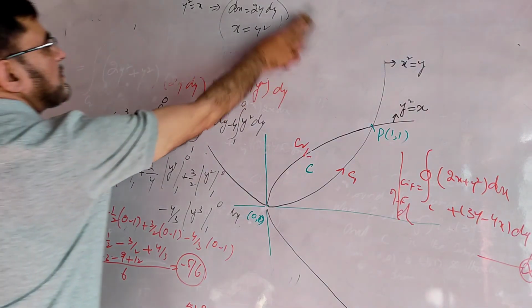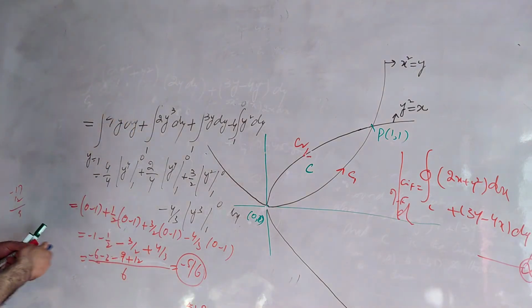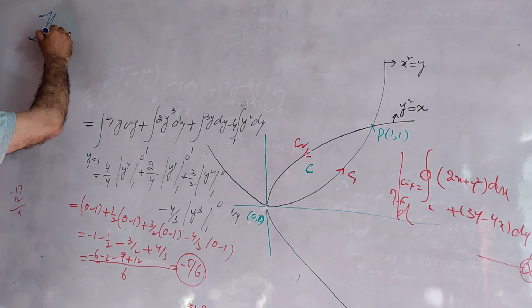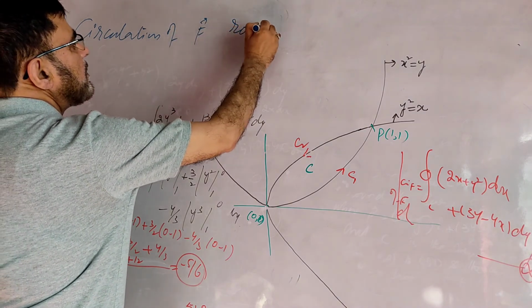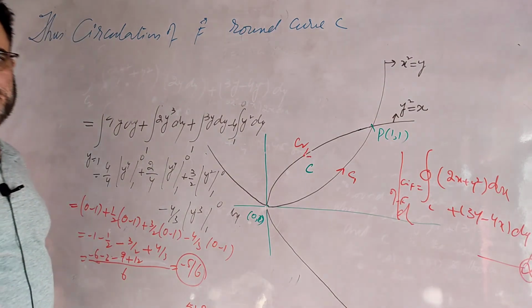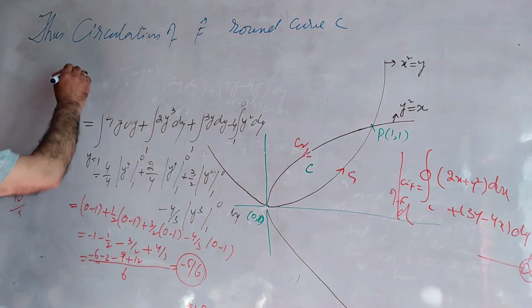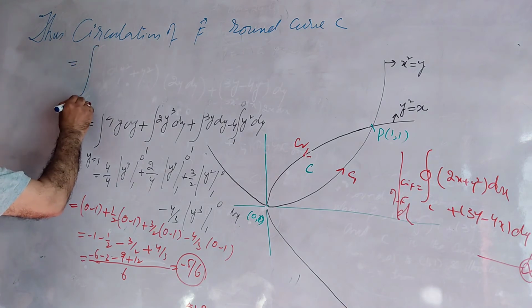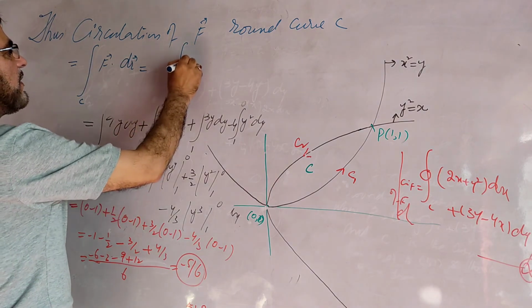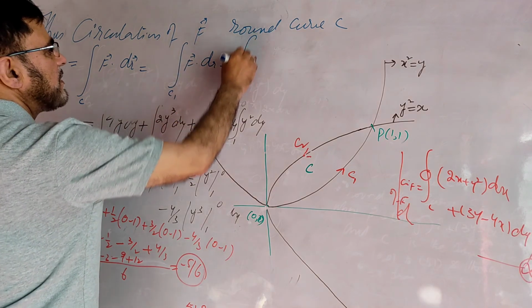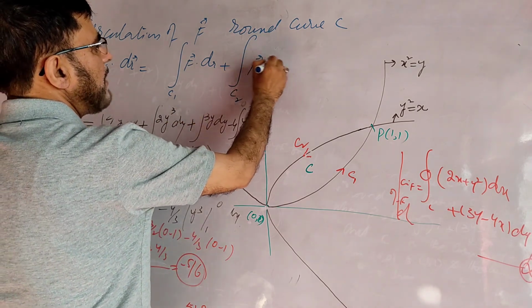Now we will write the circulation. We are in a position to write the circulation of the given force along the curve C. Thus the circulation of F around curve C. Curve C is given by the two parabolas, but it has two parts. One part is this curve, another part is this. It is given by the integral over C of F dot dr, which you can now say is the line integral along C1 of F dot dr plus the line integral along C2 of F dot dr.